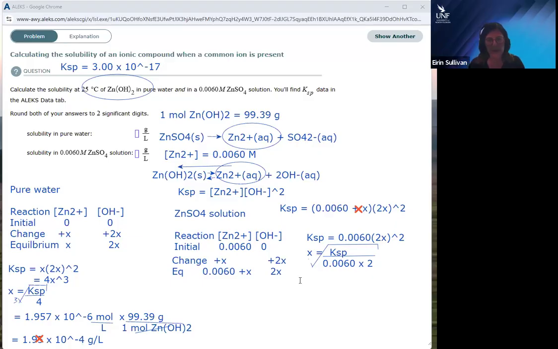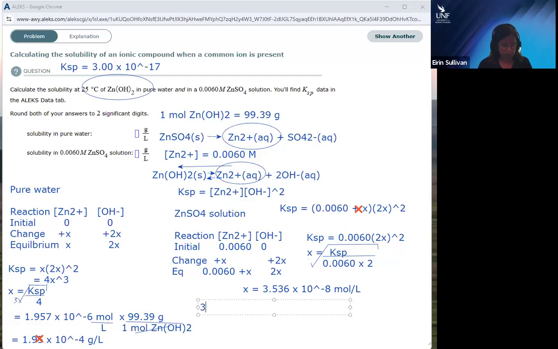So we don't have to do anything special there. We can just substitute in that Ksp is 3 times 10 to the power minus 17, and we will end up with x, which is our molar solubility, equals 3.536 times 10 to the power minus 8, and that is in moles per liter. Okay, so that is our molar solubility of our zinc hydroxide, which will be the same as the molar solubility of our zinc ions. So we can then convert that into solubility in grams per liter by using the molar mass of the zinc hydroxide as a conversion factor.